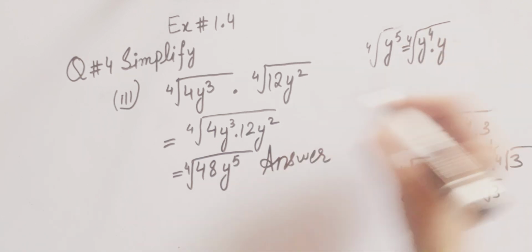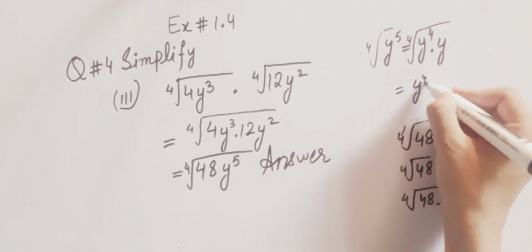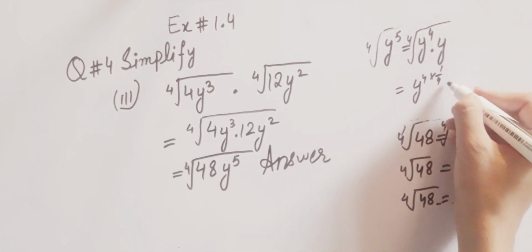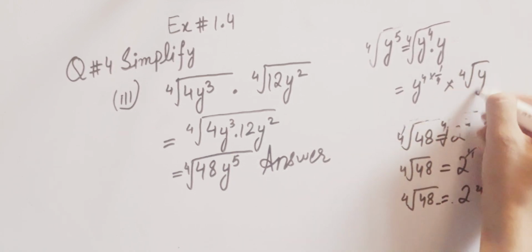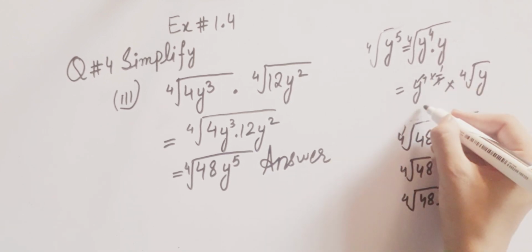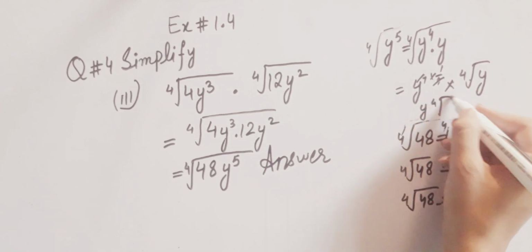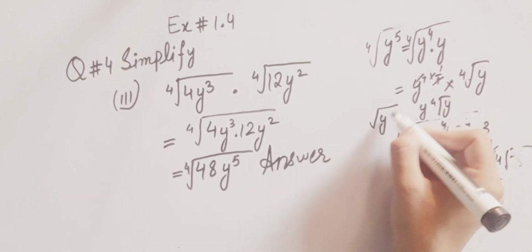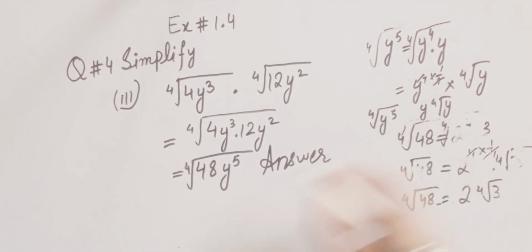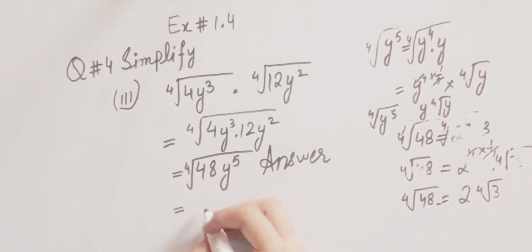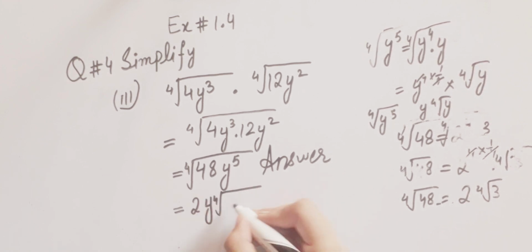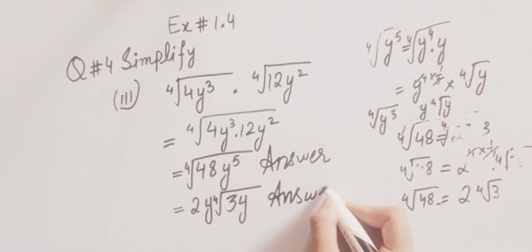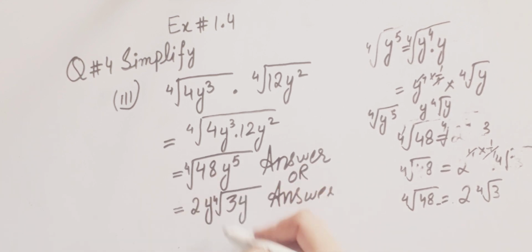According to the question, we have y power 4 multiplied by 1 by 4, and this y has the fourth root. So we will write y, the fourth root of y, in place of y4. So we will apply this here as 2 y fourth root of 3y. So this is also the answer. You can use this value or this value.